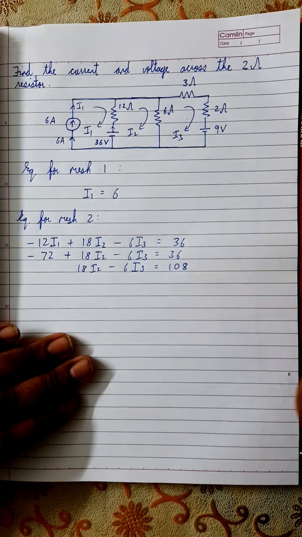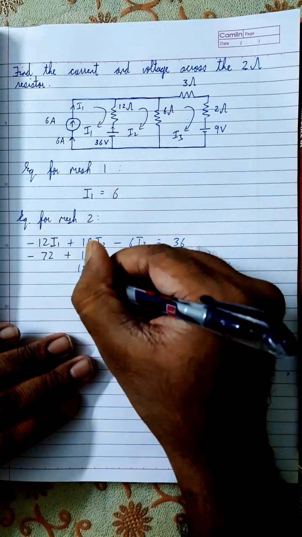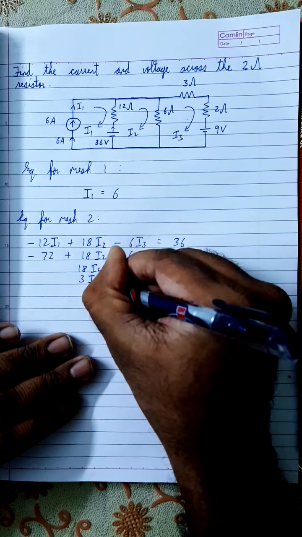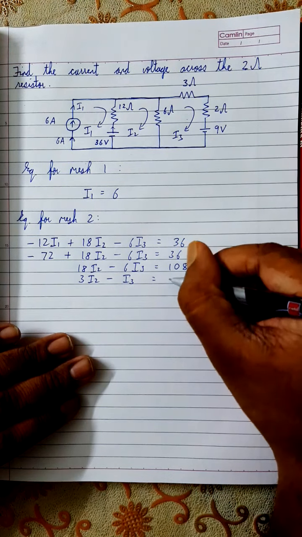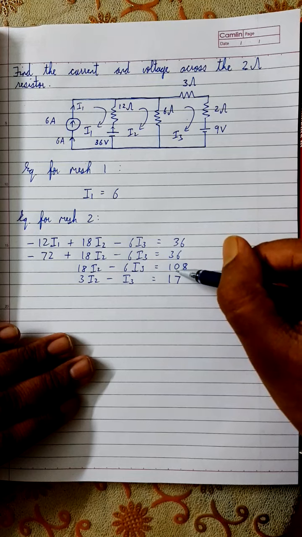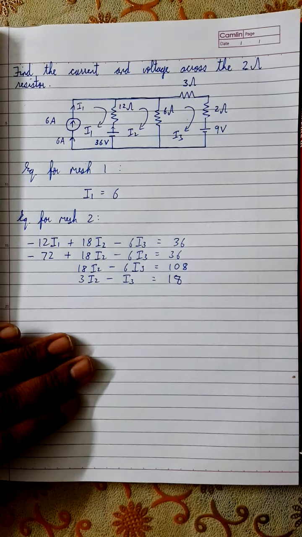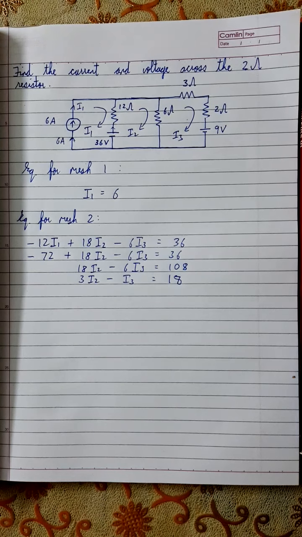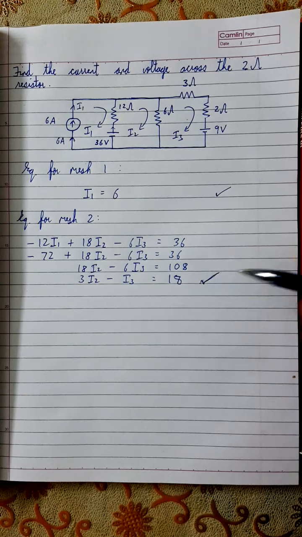This equation is divisible by 6, so I'm going to divide this equation by 6, so it will become 3I2 minus I3 is equal to, 6 1s are 6, 6 3s are 18, so it's 18. So you get 3I2 minus I3 is equal to 18. This is the equation of mesh 2. This is the equation for mesh 1, and this is the equation for mesh 2.